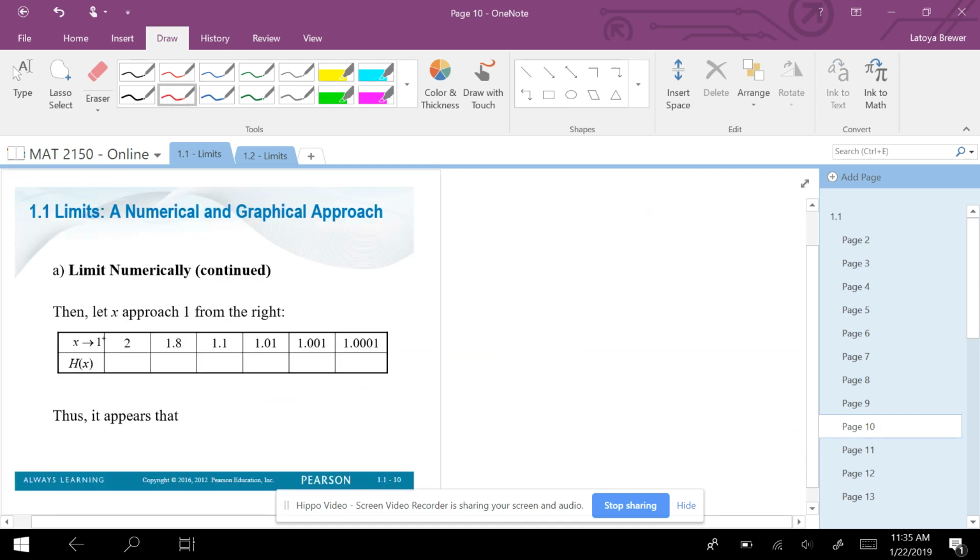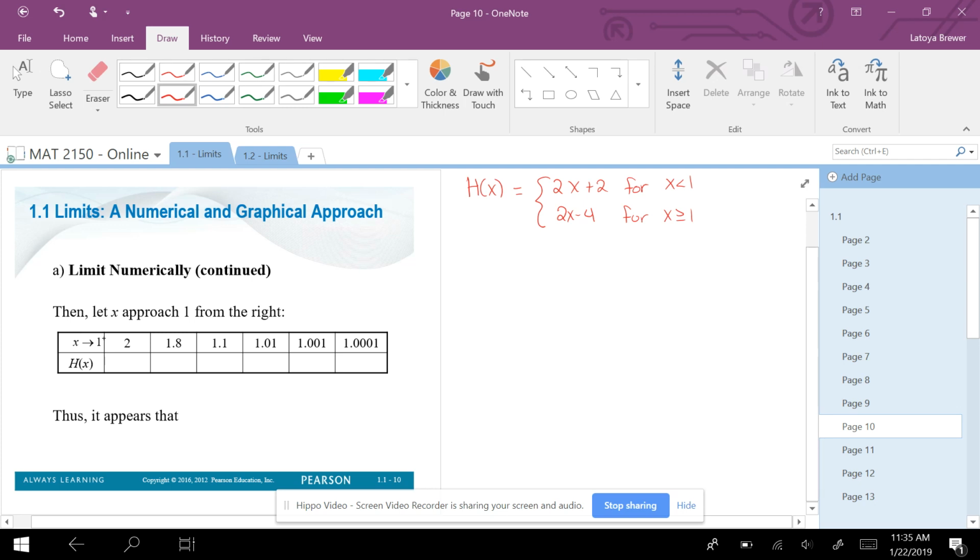So I need to write my function up here so it makes sense to me. My function again was h of x equal to 2x plus 2 for when x is less than 1. Then I have 2x minus 4 for when x is greater than or equal to 1.